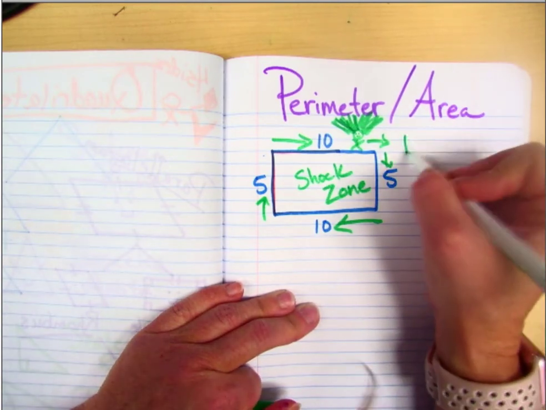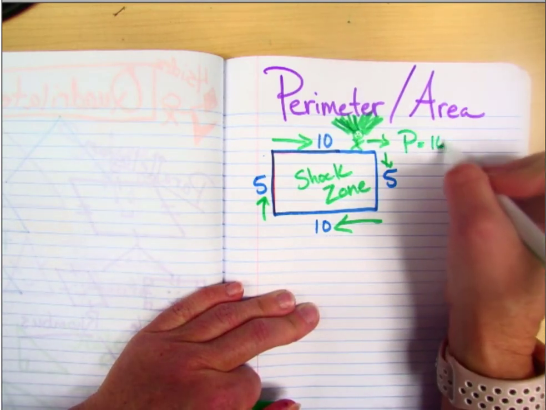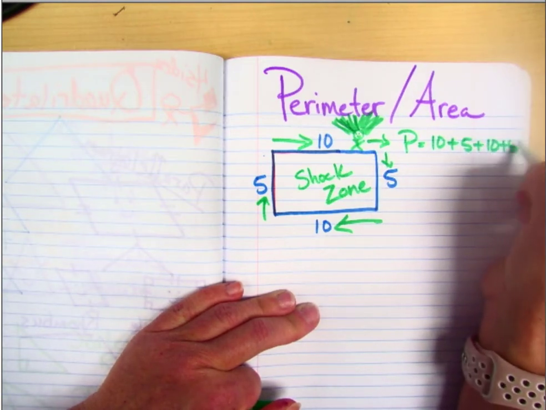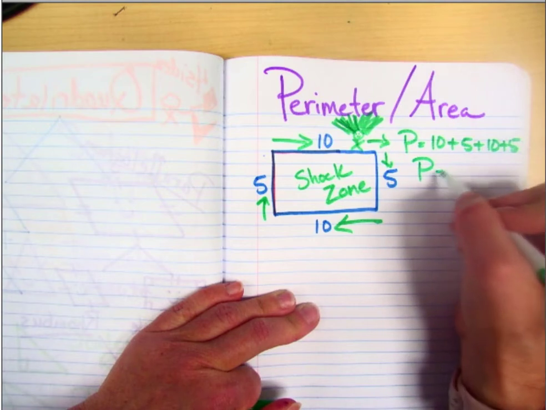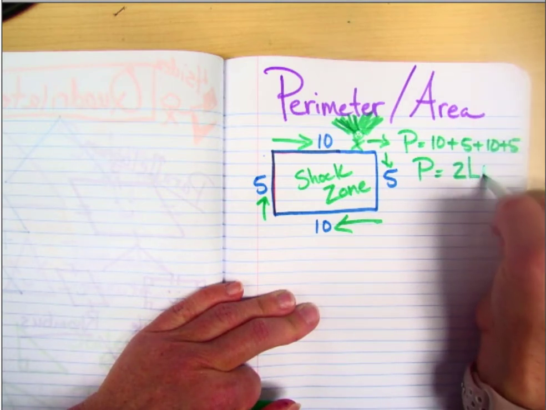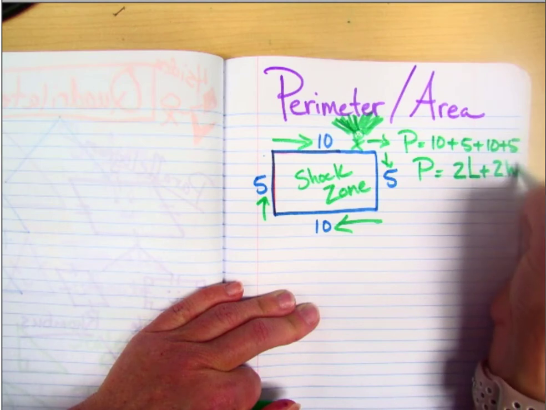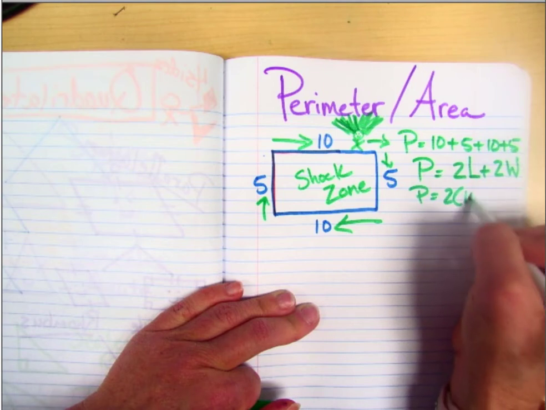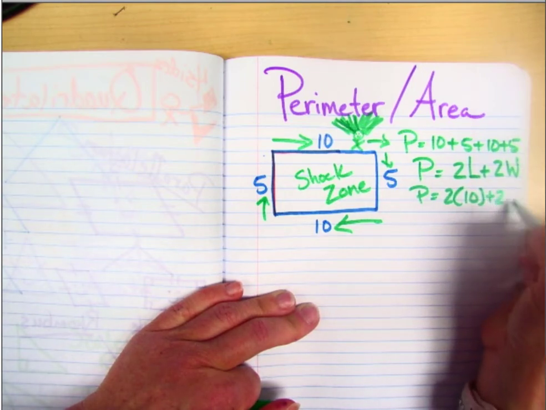So he can do 10 plus 5 plus 10 plus 5, but there's another formula for perimeter that's twice the length and twice the width. So you could do 2 times 10 plus 2 times 5.